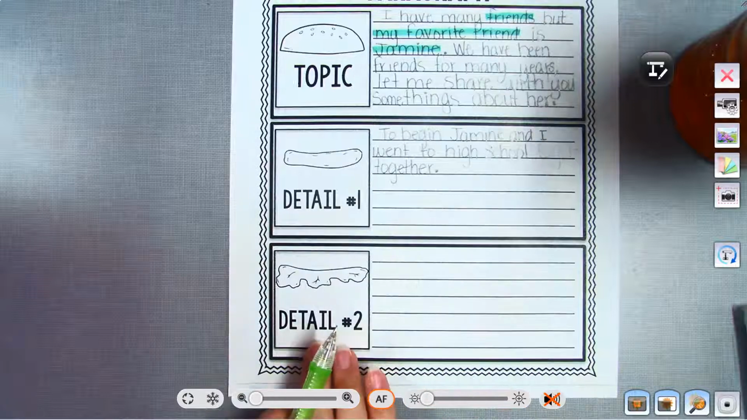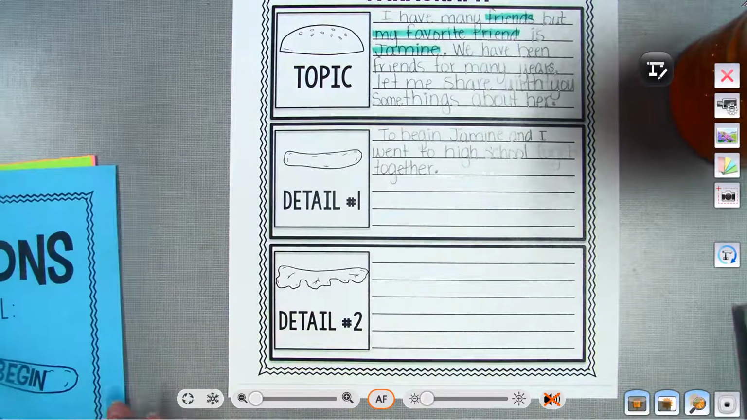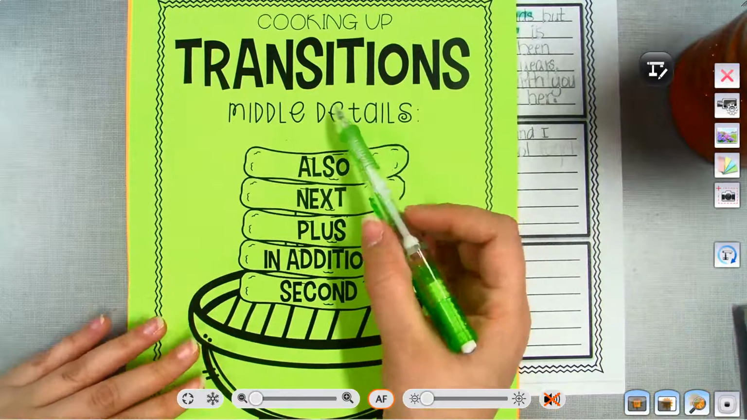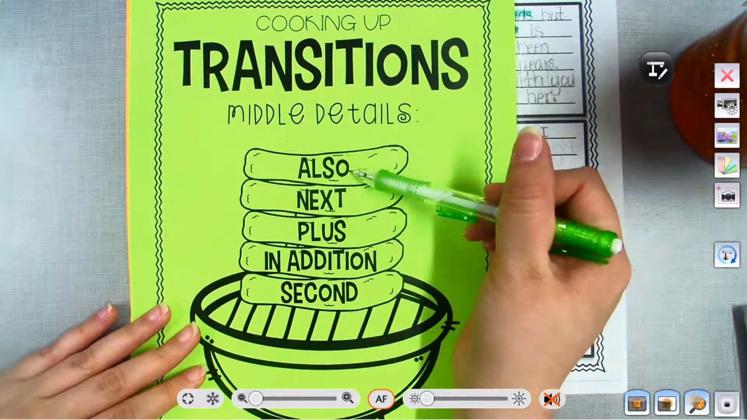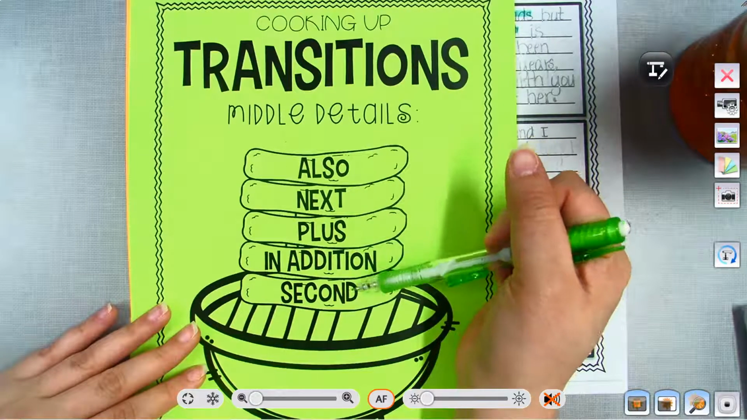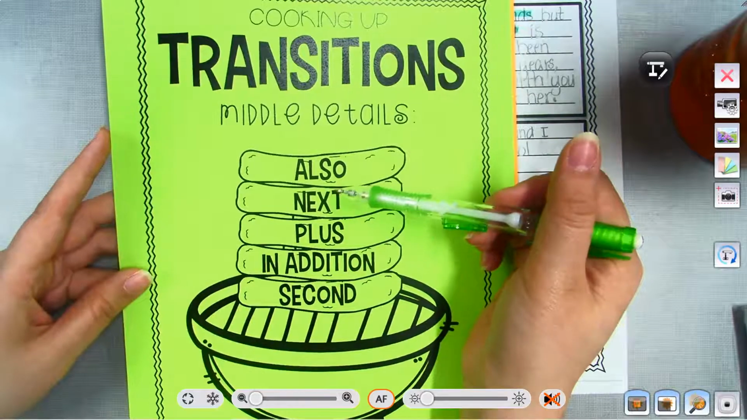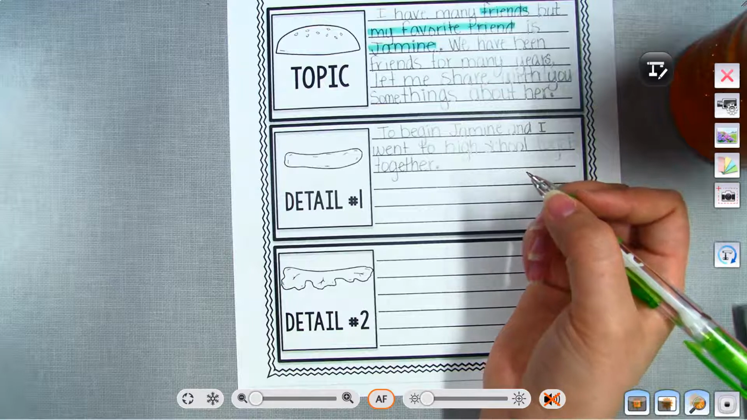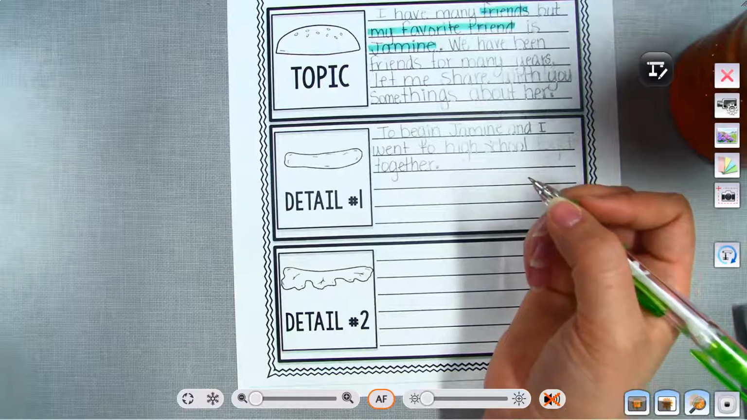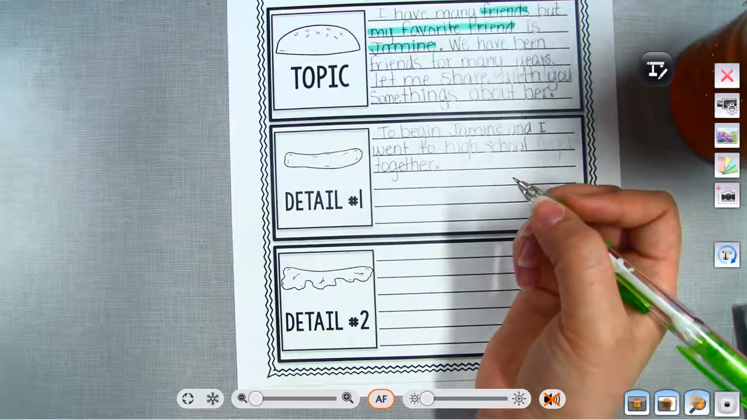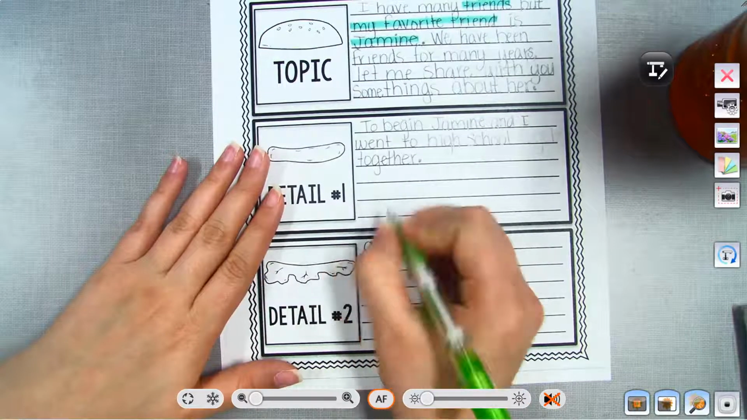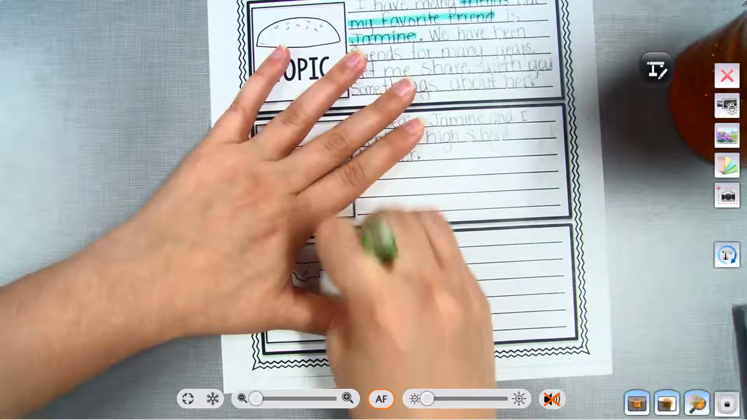Okay, so now I'm going to move on to detail number 2. And for detail number 2, I want to talk about how she was really smart. So I'm going to use a transition for my middle detail. And some transitions I can use are also, next, plus, in addition, second. So I'm going to use also. And you kind of pick a transition word, guys, that makes your sentence sound good. Because if you pick a transition that makes your sentence sound funny, then you may not want to use that transition. Also. Oh, and I need to capitalize it because it's the beginning of my sentence.